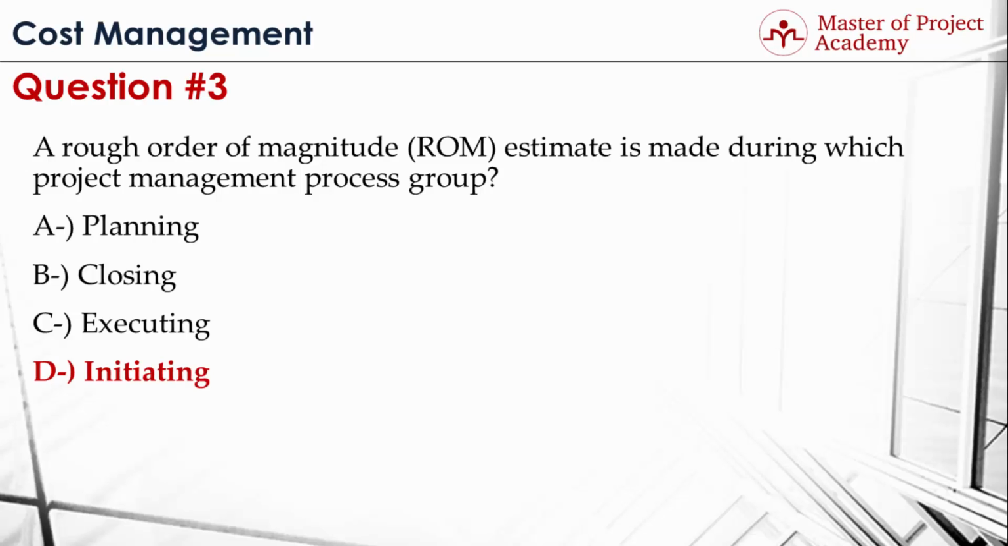D. Initiating. If you remember, rough order of magnitude was the widest range of estimates. Since we have the least information about the project in the initiation process group, rough order of magnitude is used at this stage. Budget estimate was the second range of estimates, and it was done in planning. And the last one, definitive estimate, was the narrowest range of estimates, and it was done later in the project once things become clearer.